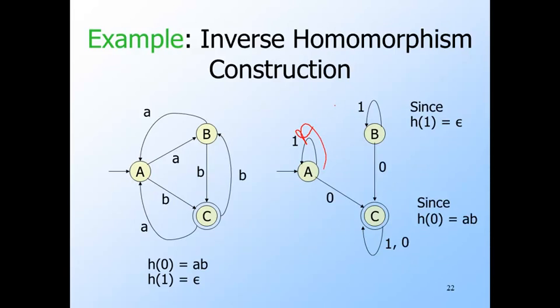For transitions on 0, we need to figure out where the original automaton goes on AB. For example, starting in state A and following the path labeled AB, you wind up in state C. That explains why the transition from A on 0 goes to C. Similarly, starting at B and following the path labeled AB, you also get to C. And the same thing is true if you start from C, A and then B.